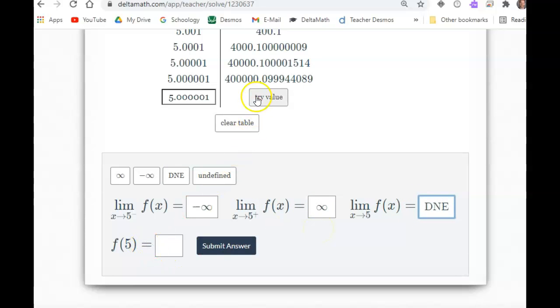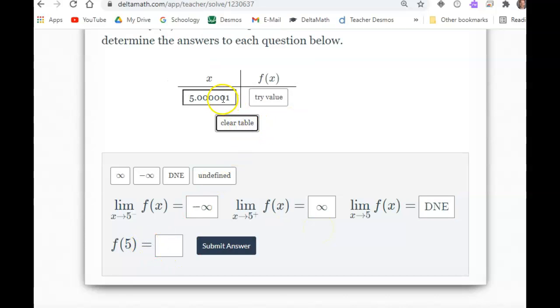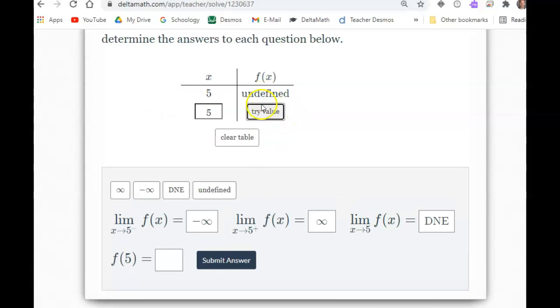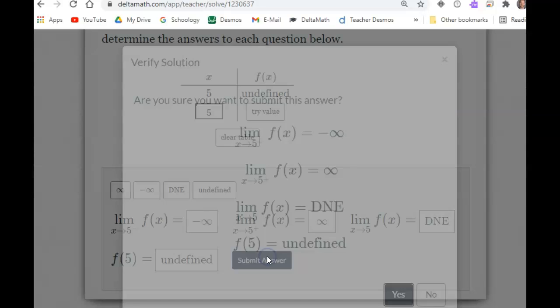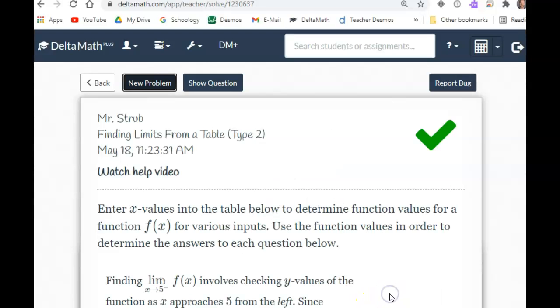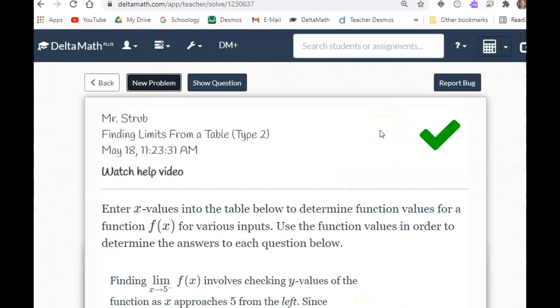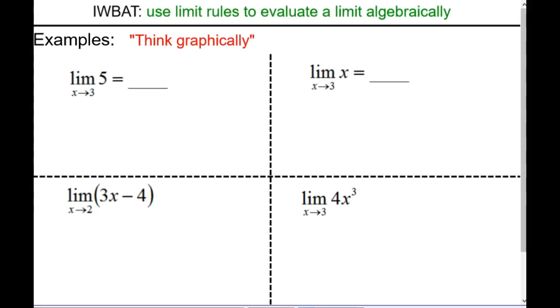Okay. Now what about f of 5? I'm just going to clear the table. What if I plug exactly 5 in here? It says it's undefined. All right, so I just noticed that that was an issue on a lot of people's homework. So hopefully that just gave you some feedback on how those tables can work. We did talk about how to do them in our calculator, but I think students were really confused with how the tables worked in Delta Math.